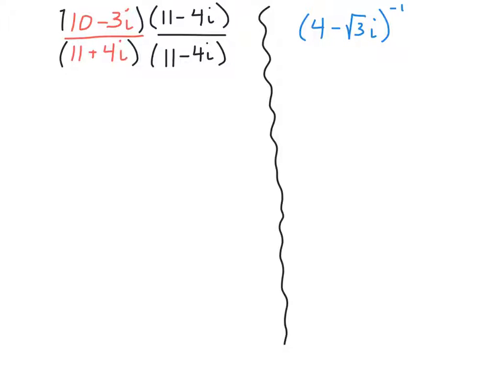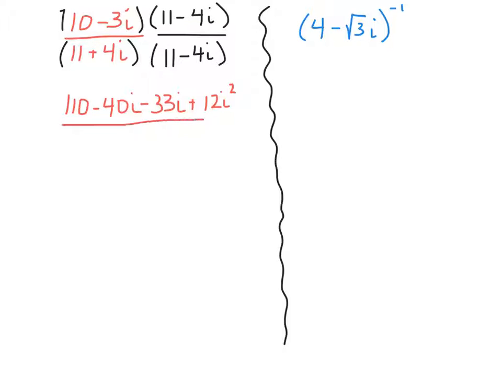So up top we're going to have 10 times 11, which is 110. And then 10 times minus 4i, which is minus 40i. Our inside terms are negative 3i times 11, or minus 33i. And then negative 3i times negative 4i, which is plus 12i squared.